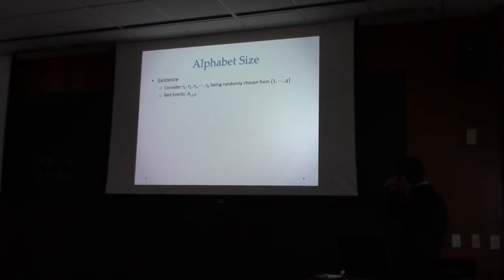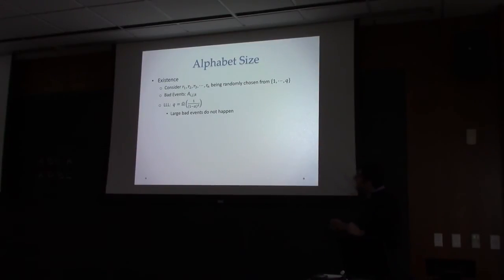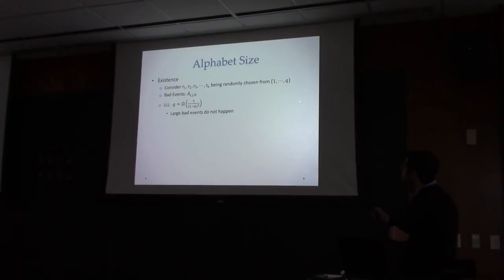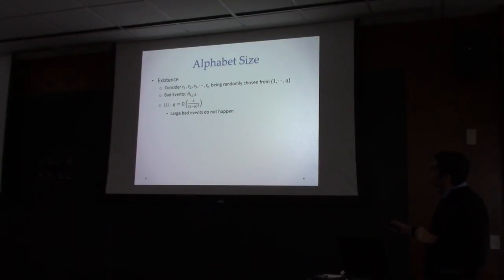I'm going to define a bunch of bad events, A sub ijk, where, as you can guess, A sub ijk is the event in which the substrings i, j, and j, k do not have the property that we needed an alpha synchronization string to have. And what we do here is use Lovász's local lemma to show that for a large enough q, with non-zero probability, none of these bad events happen.